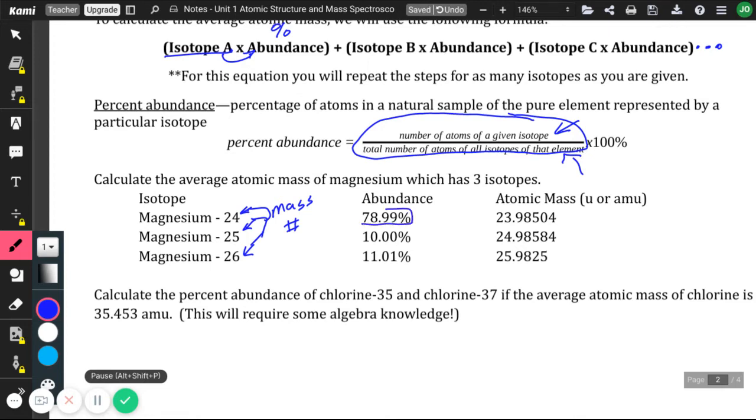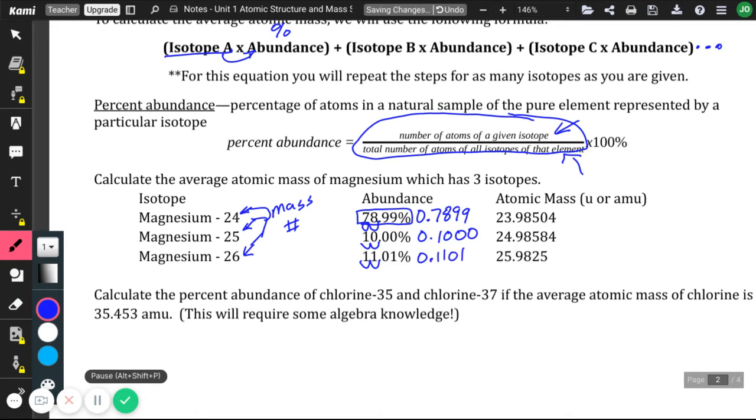These percentages, I don't like to work with percentages. The reason I don't is because a lot of times I will forget to actually go in and add that percentage sign at the end. So I do suggest that you go in and change these into decimals. To change that, take that decimal, move it over twice. So we get 0.7899. We're going to do that with all three of those. So 0.100, 0, and 0.1101.